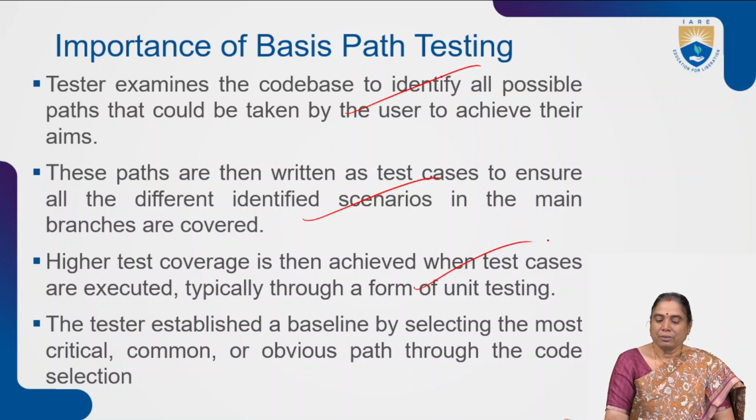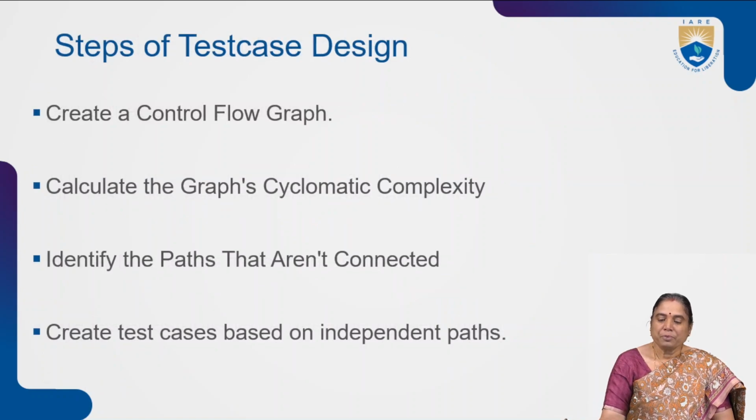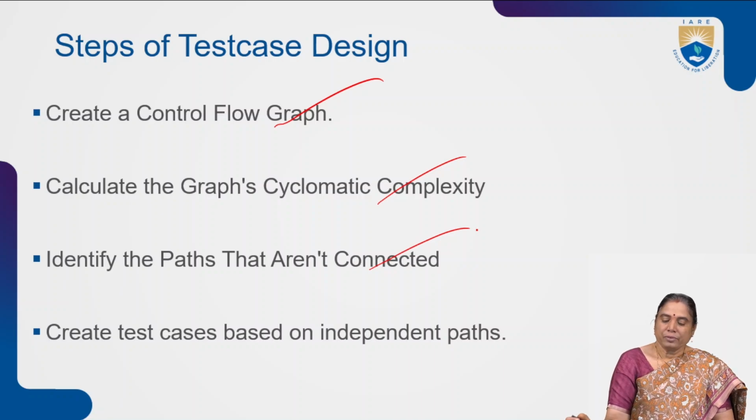The tester establishes a baseline by selecting the most critical, common or obvious path through the code. The steps of test case design: create a control flow graph, calculate the graph's cyclomatic complexity, identify paths that are not connected, and create test cases based on the independent paths.